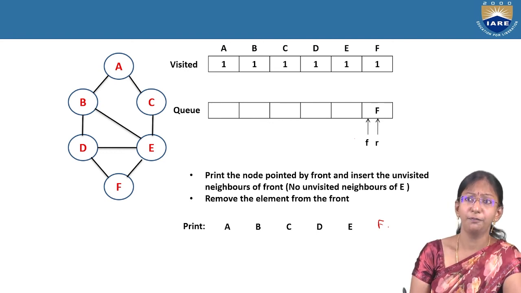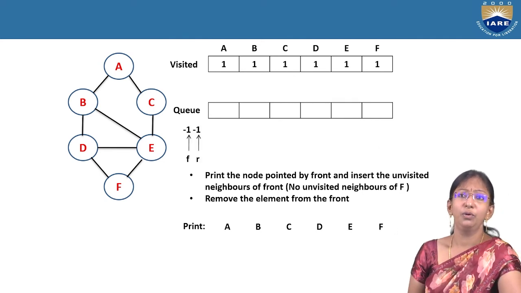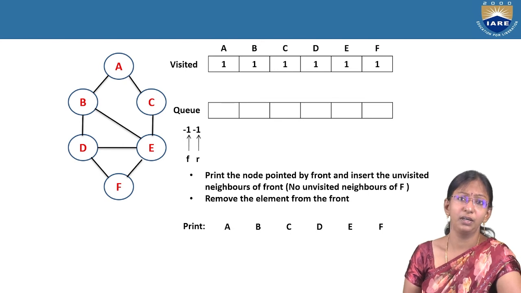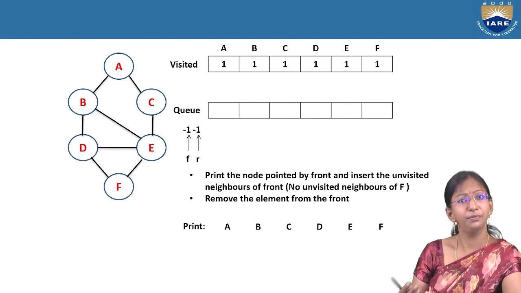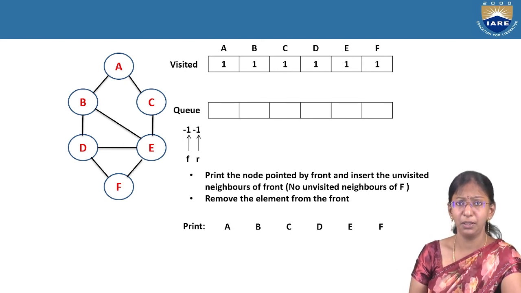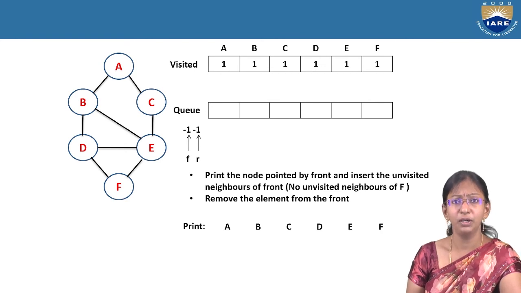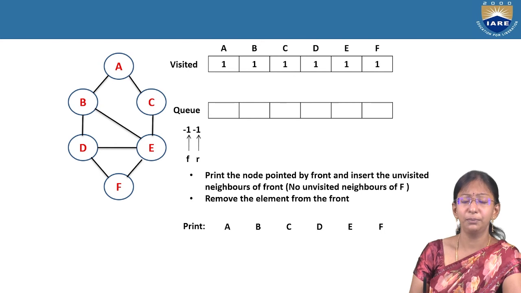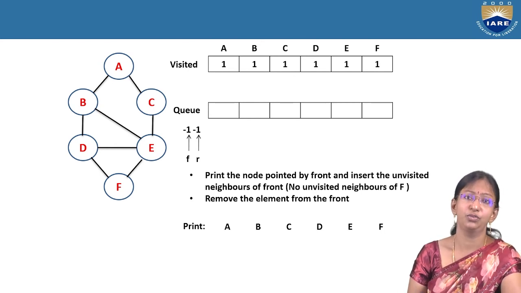Right? So I have printed it and I'm going to remove it. Once I remove that, what will be the positions of front and rear? As F was the last element in my queue, once I remove it, the queue has become empty and they are going to retain or come back to their original values, which are -1 each.